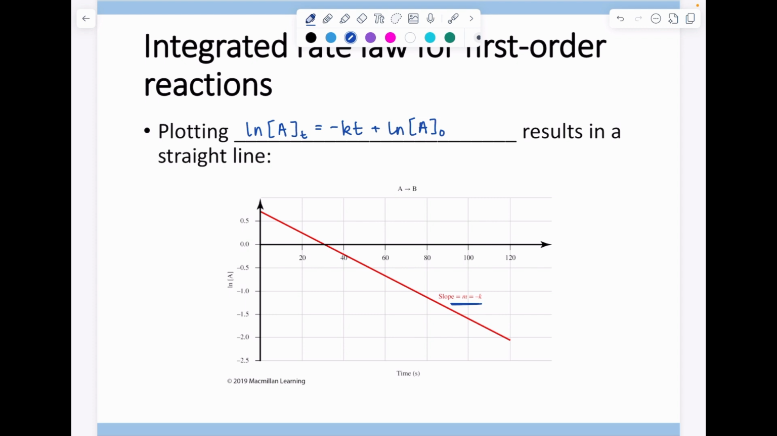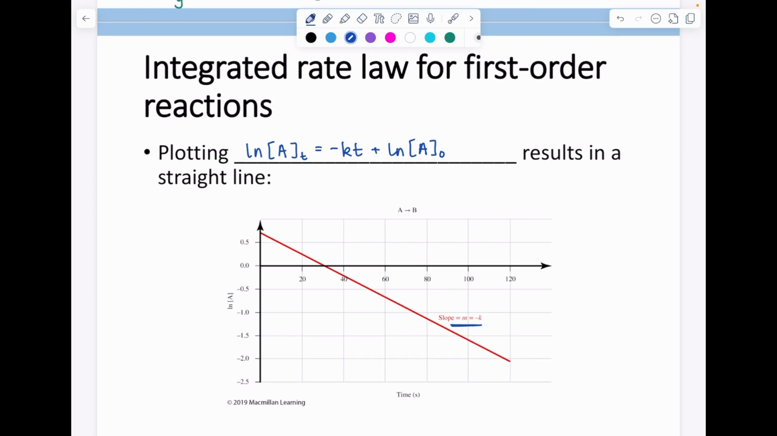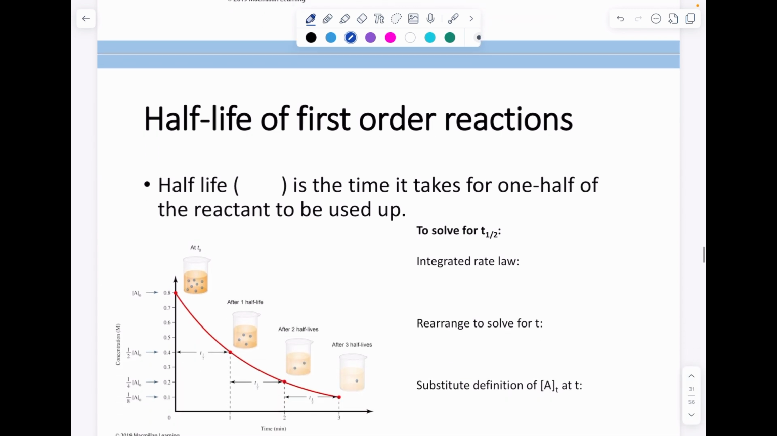Before we do learning checks, I want to go through half-life of first order reactions. We'll do integrated rate law for second order, half-life of second order, and then we'll do some learning checks. So just more background information for now. So this is the integrated rate law for the first order reaction. Then let's talk about half-life for first order reactions.